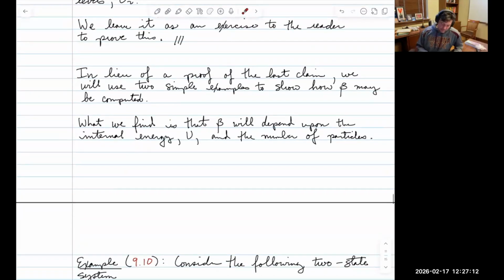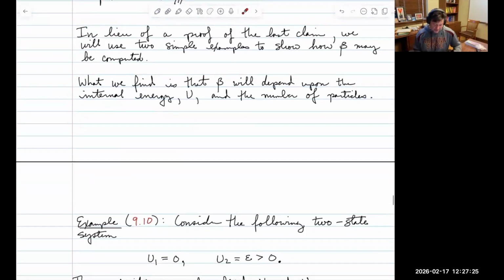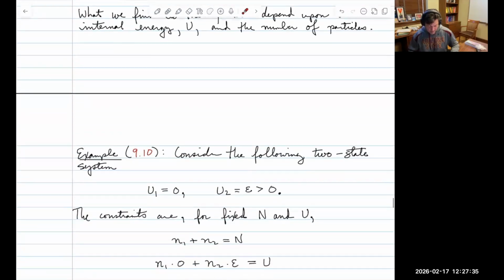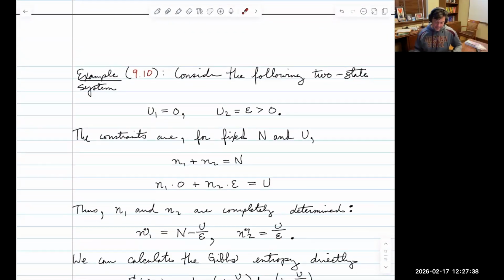So in lieu of a proof of the last claim, I can show you through a couple of examples. We're going to do one today, and then we're going to do the next one in the next lecture on Thursday. I'm going to show you that this beta will only depend on the total internal energy and the total number of particles n, and is in fact related to the temperature. All right, the way I can do this is through an example, at least to begin with, and that's where we always want to start.